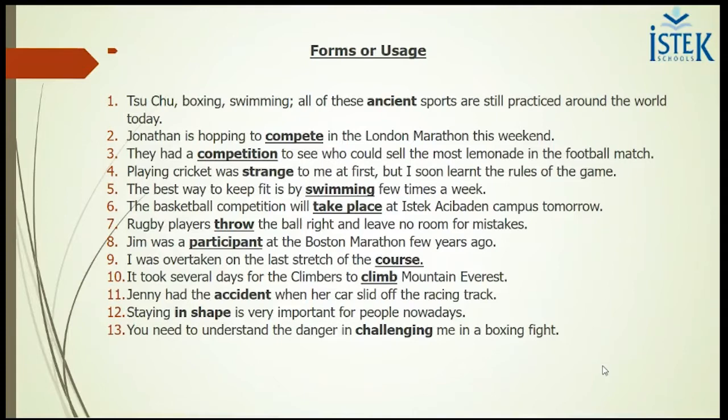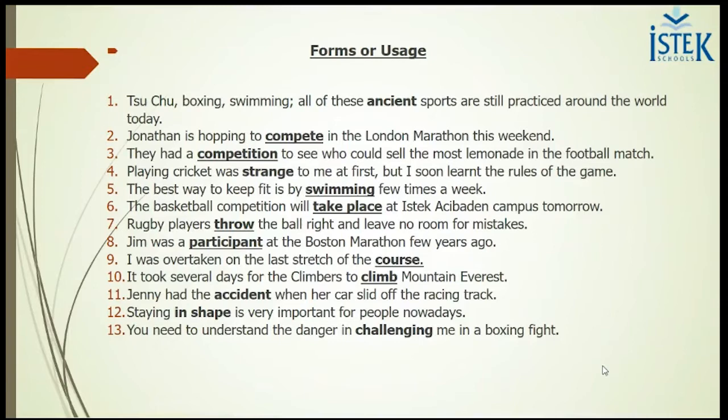We have suchu, boxing, swimming. All of these ancient sports are still practiced around the world today. So boxing obviously is still very much practiced in the world today. Swimming is practiced in the world today. Suchu, you might not be familiar with this one. Suchu is actually a Chinese football, okay? And today, football is still very much relevant in our world and a very popular game.